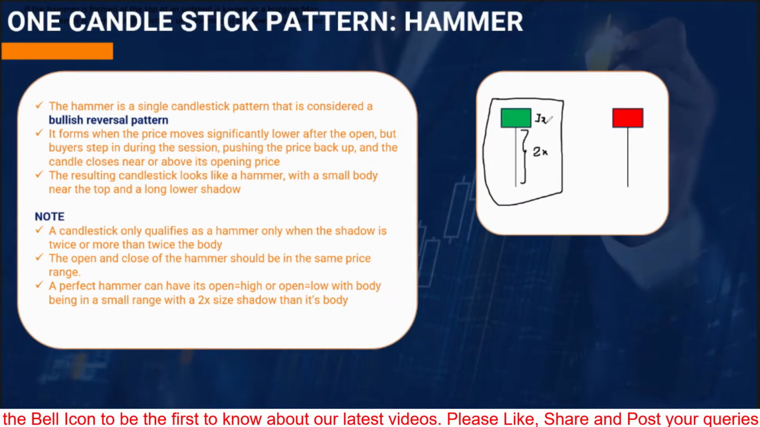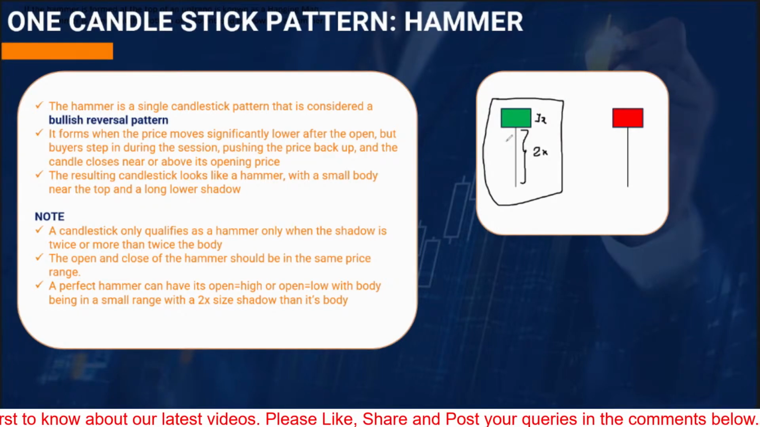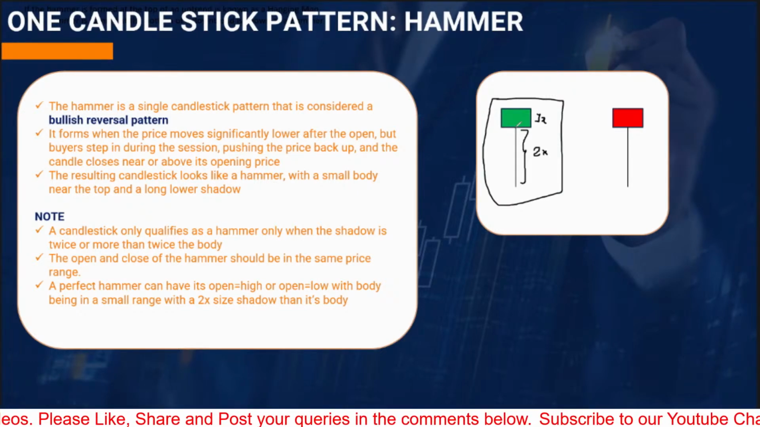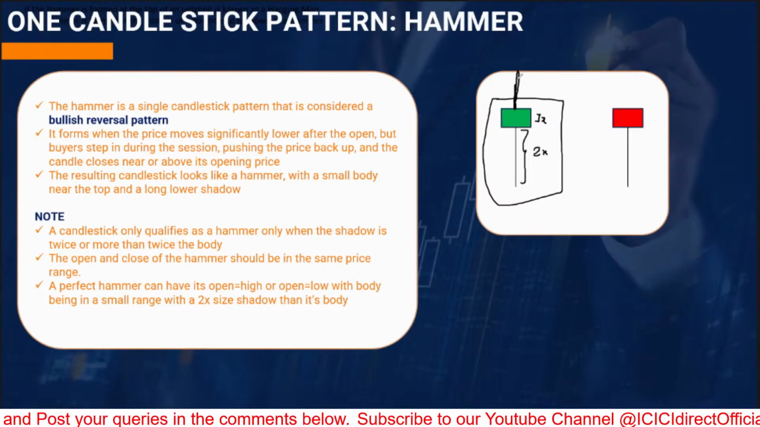A hammer is a pattern where we have a long lower wick. This is a hammer. I'm not talking about inverted hammer or something. This is purely a classic hammer. A hammer is a pattern where we will have an open price, close price, and a long lower wick. And the size of that lower wick is almost twice that of the body of the candlestick. In some cases, we can have a small upper shadow, but we can't have something like this. So if something like this happens, that doesn't qualify as a hammer.